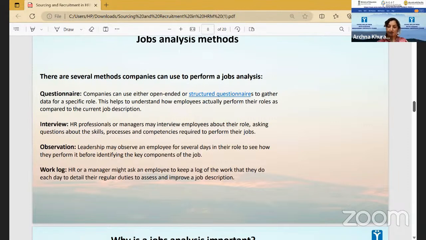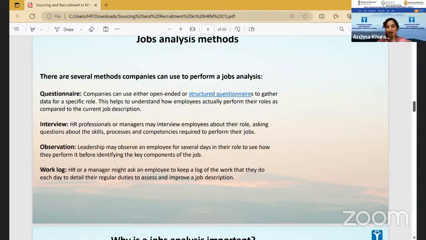Third is observation method. Again, a very, very popular method where you do not want to bring in directly talking to the people. So what you can do is you can just select some subject matter experts in the organization. Their work is to just observe the people who are performing that task on a day-to-day basis.